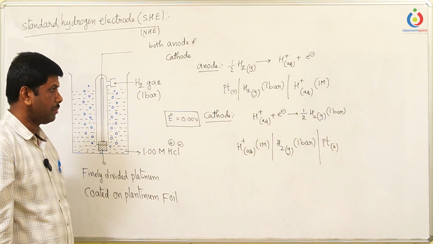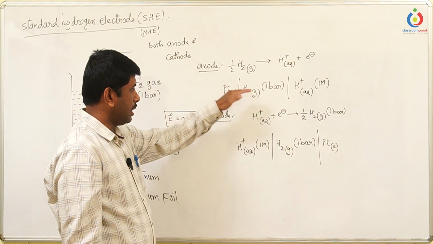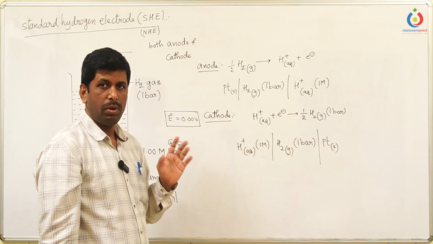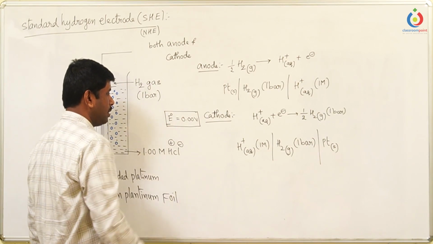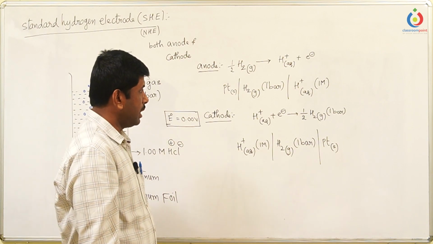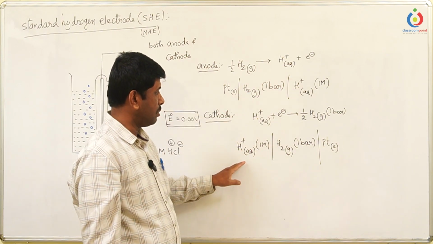So in one reaction it is acting as an anode, in the other as a cathode. Whether it acts as anode or cathode, its standard electrode potential is taken as 0.00 volts. In these reactions, we can observe that H plus ion is either formed or consumed.